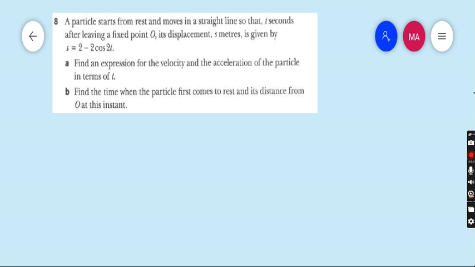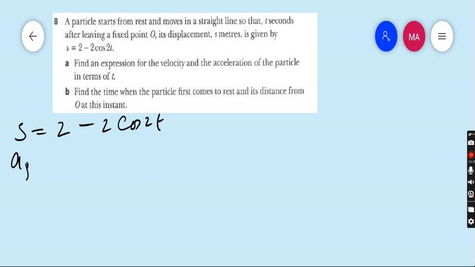Question number 8: a particle starts from rest and moves in a straight line so that t seconds after leaving a fixed point O, its displacement s meters is given by s = 2 minus 2 cos 2t. Part A, find an expression for the velocity and the acceleration of the particle in terms of t. Very easy.